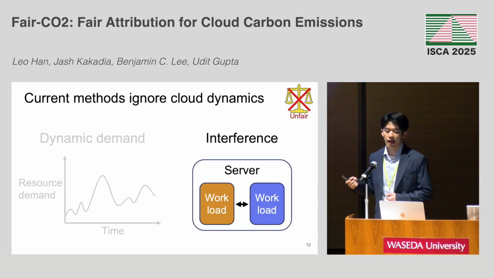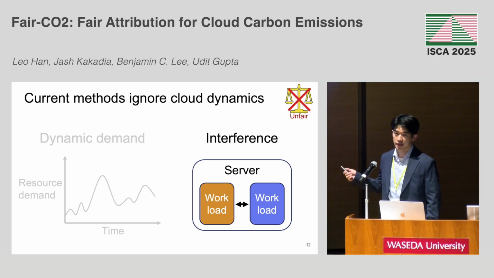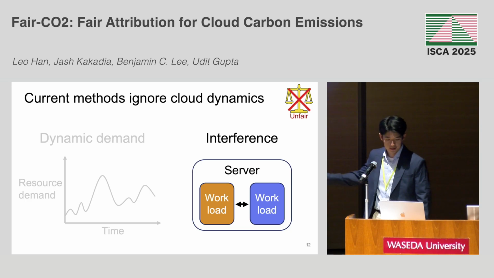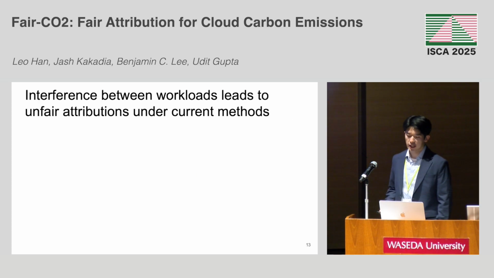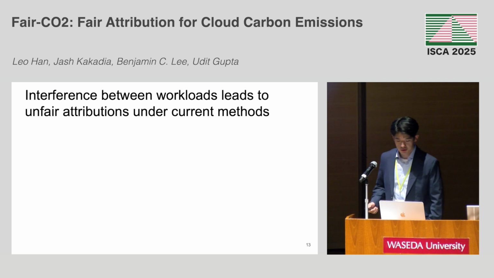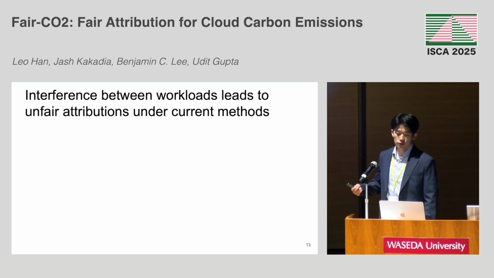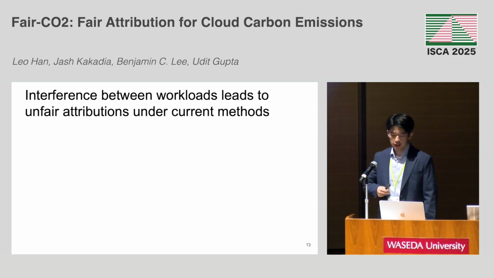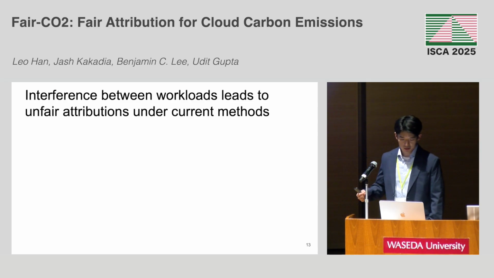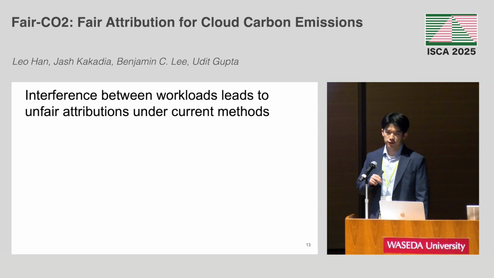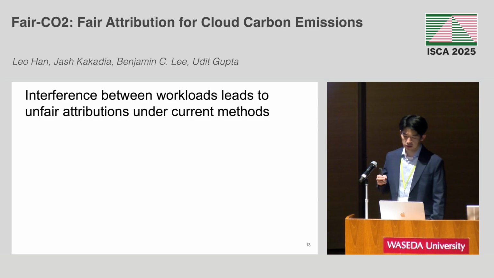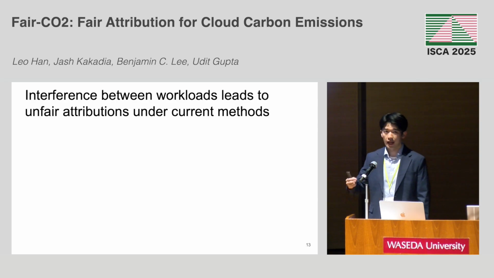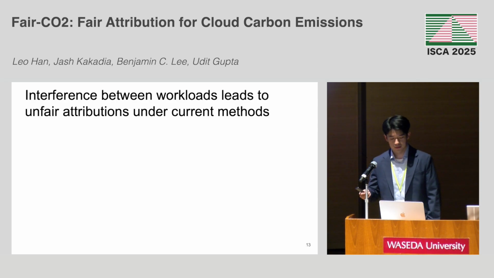Now let's look at how interference can lead to unfair carbon attributions under existing methods. Because current methods attribute carbon proportional to resource use over time, interference from co-location neighbors can lead to unfair increases in resource use and thus carbon attribution. Through co-location profiling of 15 diverse workloads, we found that workloads differ significantly in how much interference they caused their neighbors, and how sensitive they were to interference themselves.